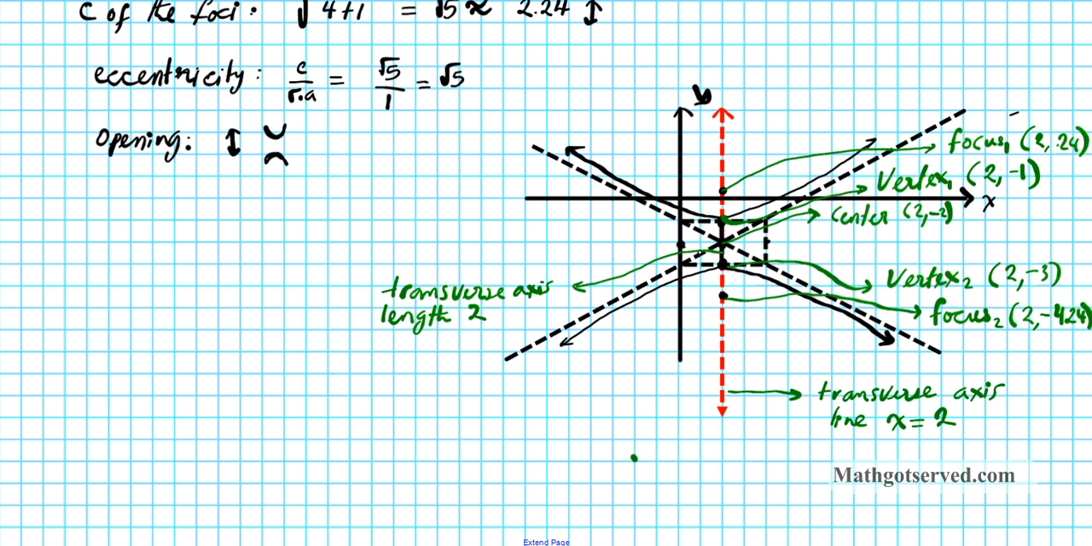So this right here is your conjugate or imaginary axis. All right, so let's go ahead and label it. So this is our, put it up here, conjugate axis. You can also call it imaginary. Now, what's our conjugate or imaginary axis line? The conjugate or imaginary axis line is going to be this horizontal line right here.